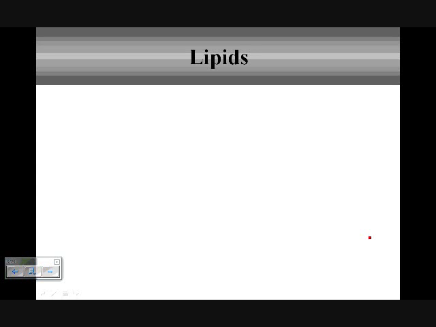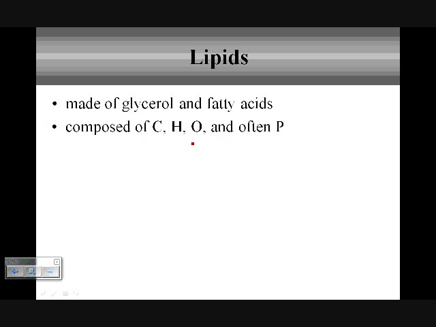Our next class of organic compounds that we're going to talk about are lipids. Lipids, our subunit, are going to be glycerol and fatty acids. These are composed of carbon, hydrogen, oxygen, and often there's phosphorus contained in lipids as well. So you notice that we've got a trend starting here: carbon, hydrogen, oxygen.